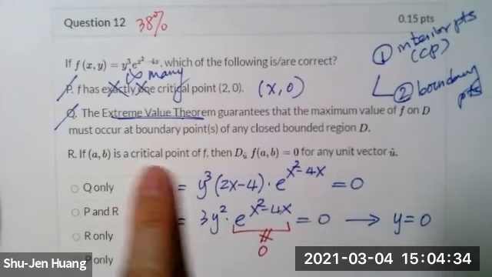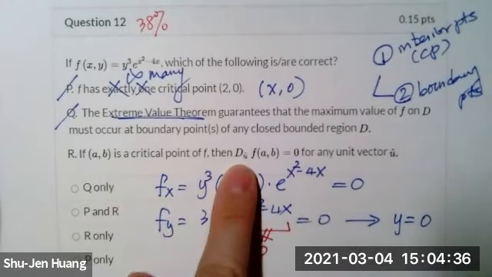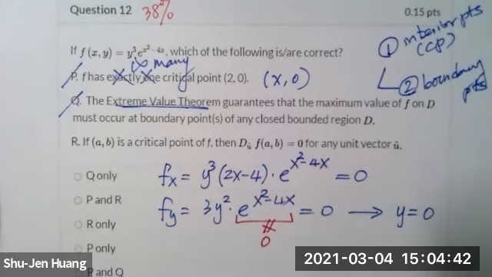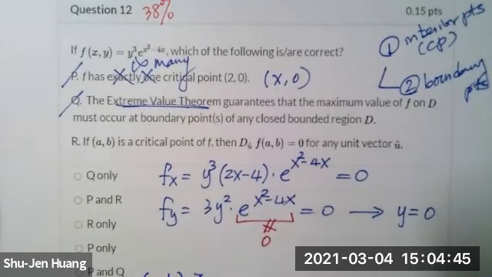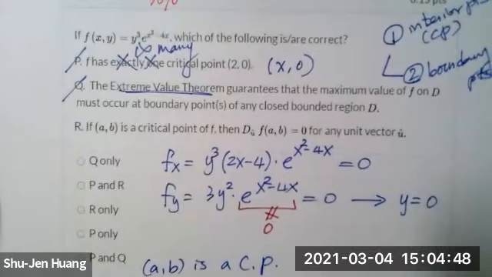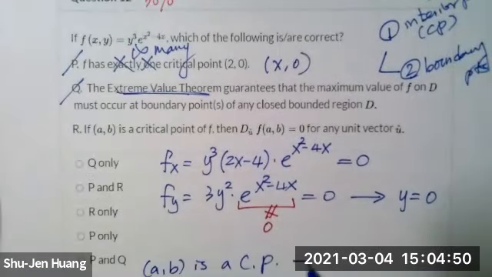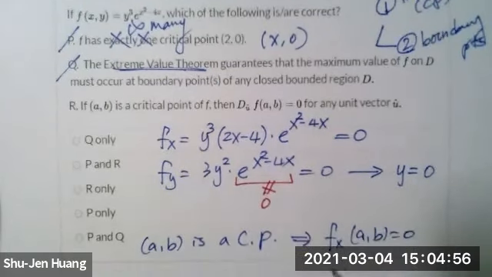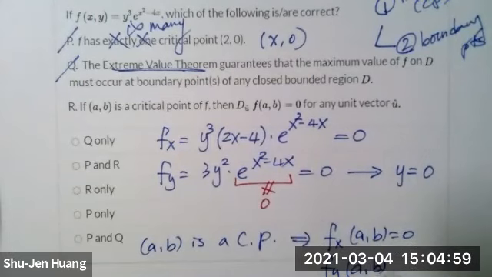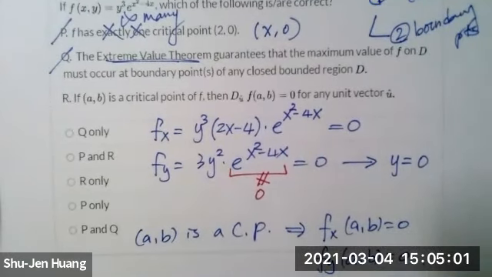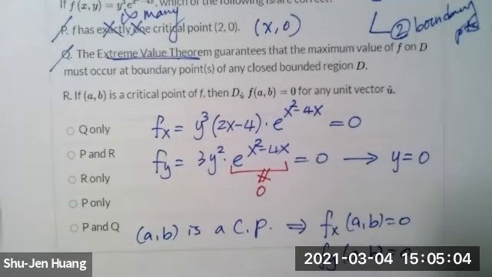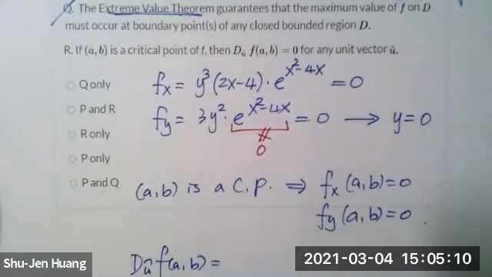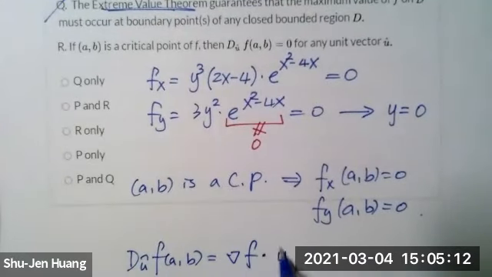It says (a, b) is a critical point, and the directional derivative equals 0 for any unit vector u. So if (a, b) is a critical point for this function, then we know that both partial derivatives equal 0, right? The partial derivative with respect to x and the partial derivative with respect to y both equal 0. And now for the directional derivative, we can use the gradient. We're going to take the gradient dotted with the unit vector.